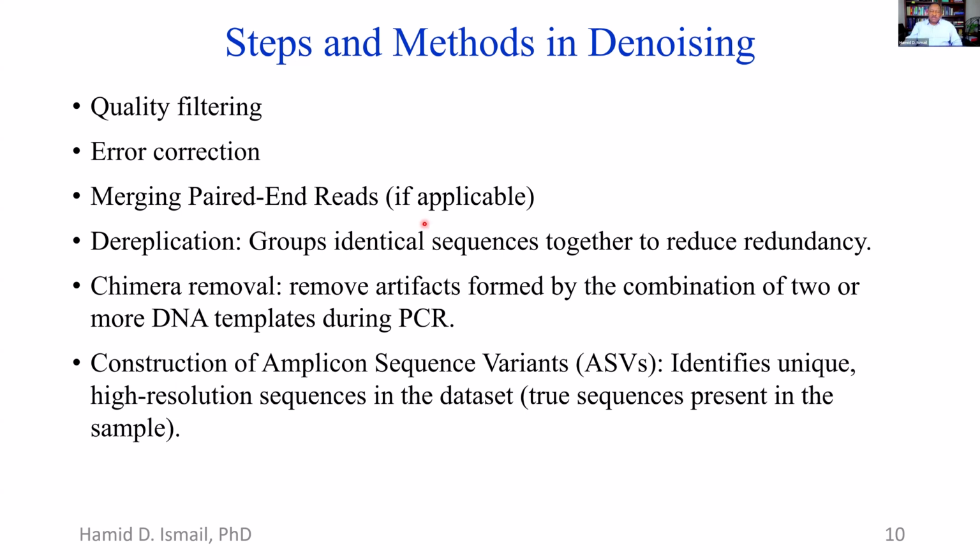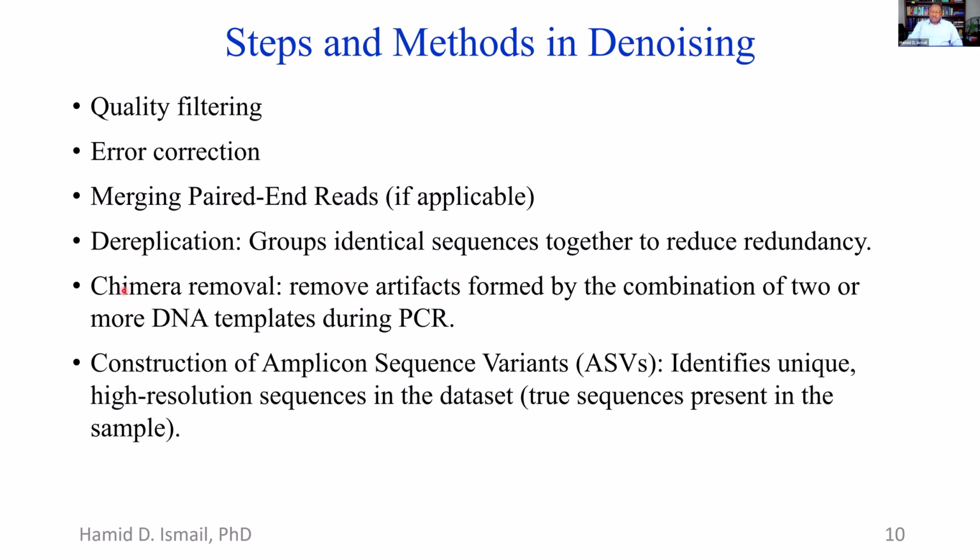And after that, we move to what we call dereplication. Dereplication is a very important step because by dereplication we get rid of any redundant read or sequence. At the end, we need to get a single sequence, and that single sequence we use for identification of microbes. So we call it dereplication.